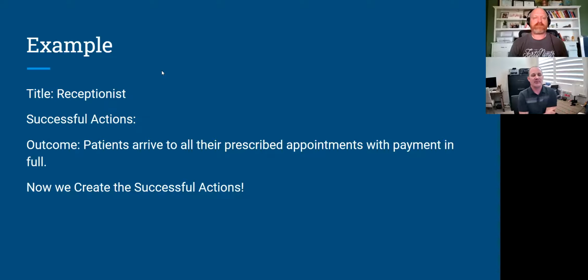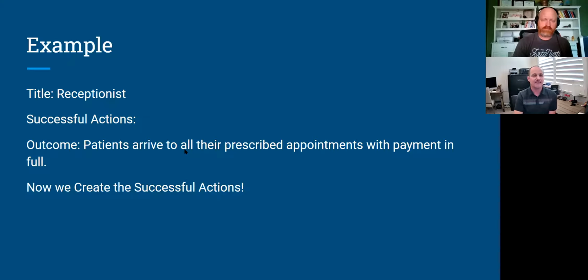So an example, we're talking about the receptionist quite a bit here, but let's just look at it further. The title is a receptionist. So then you can see I've got successful actions, but then it's blank. And really the outcome is I want all my patients to arrive to all their prescribed appointments with payment in full. So now that I understand this is what I want my receptionist to produce, I go back through and I start listing all of these successful actions that give me this outcome.